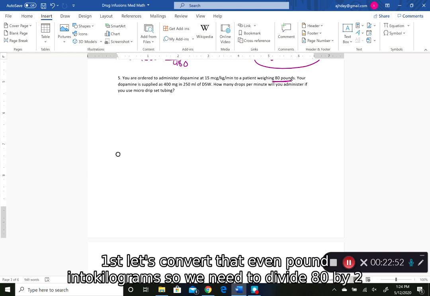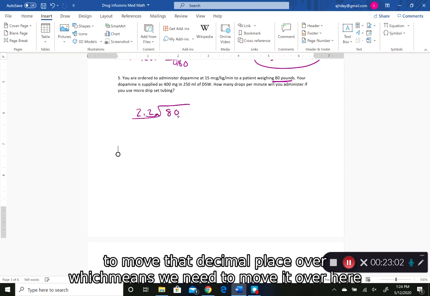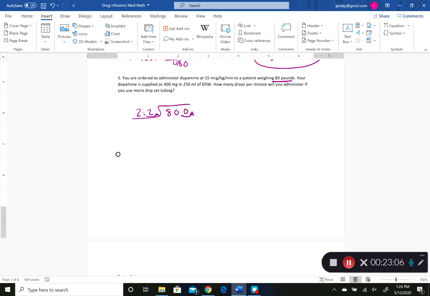So first, let's convert that 80 pounds into kilograms. So we need to divide 80 by 2.2. Remember, we're going to move that decimal place over, which means we need to move it over here. And that gives us 22 into 800. So 22 goes into 80 3 times. Gives us 66.